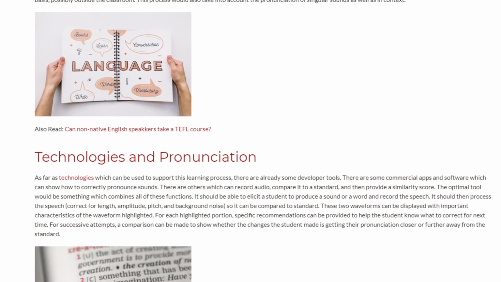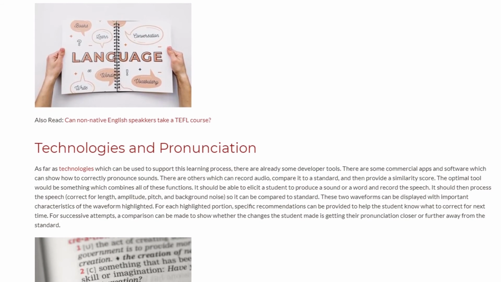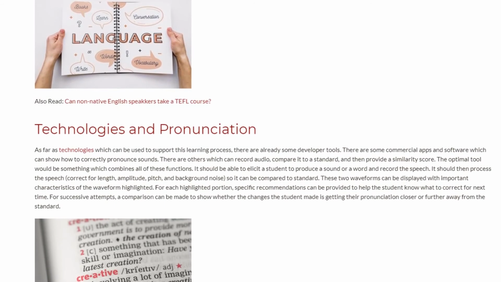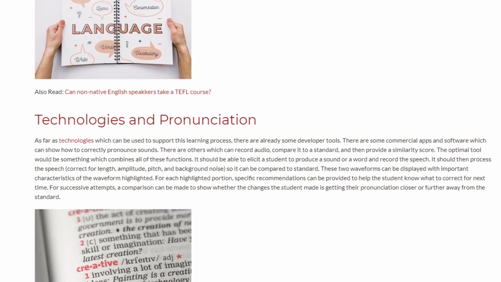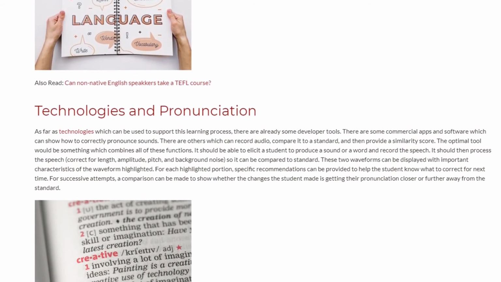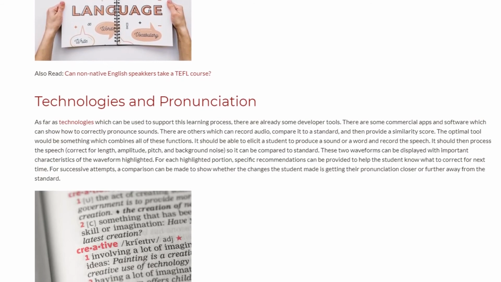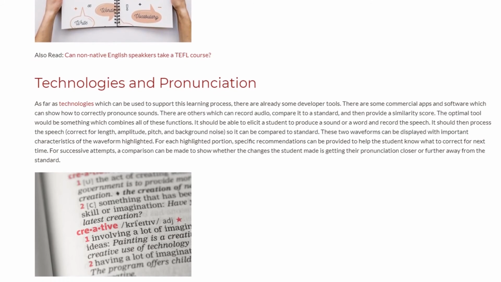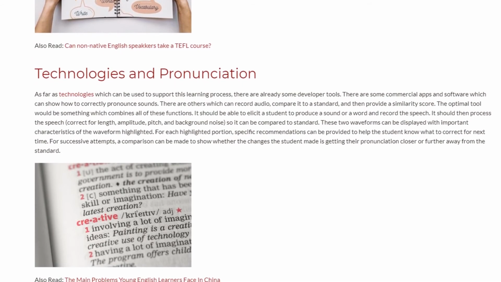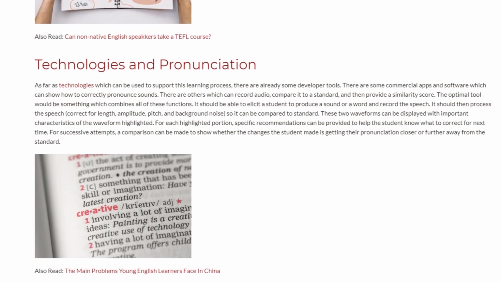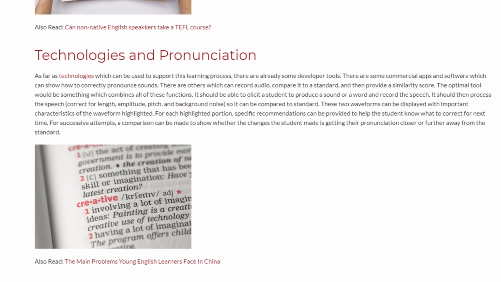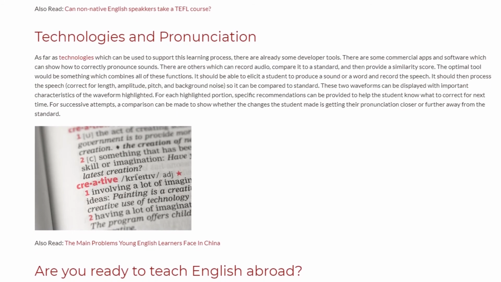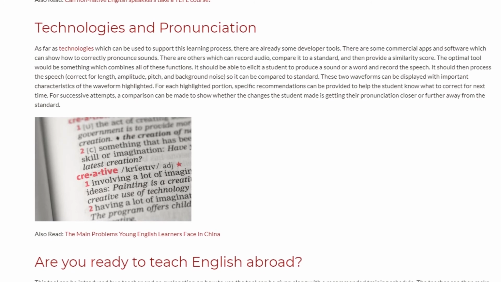It should be able to elicit a student to produce a sound or a word and record the speech. It should then process the speech, correct for length, amplitude, pitch, and background noise, so it can be compared to a standard. These two waveforms can be displayed with important characteristics of the waveform highlighted. For each highlighted portion, specific recommendations can be provided to help the student know what to correct for next time. For successive attempts, a comparison can be made to show whether the changes the student made are getting their pronunciation closer or further away from the standard.